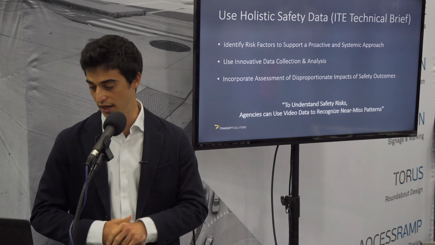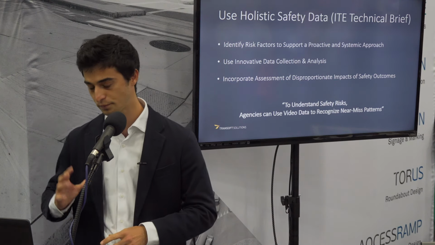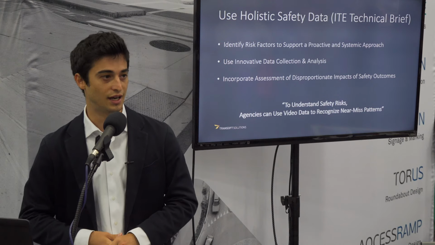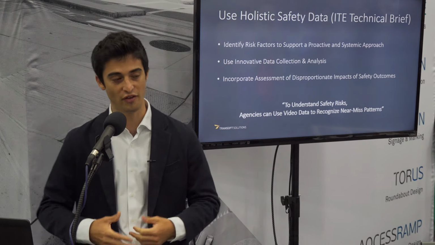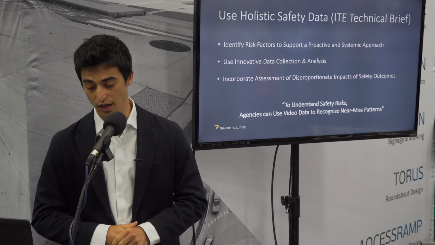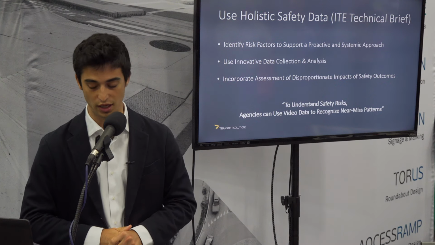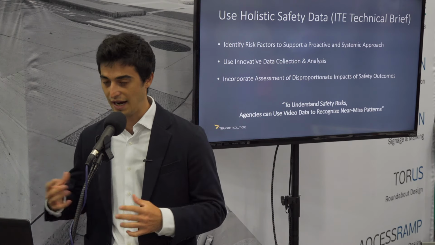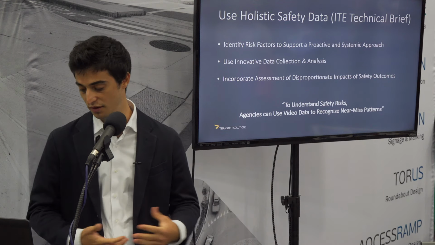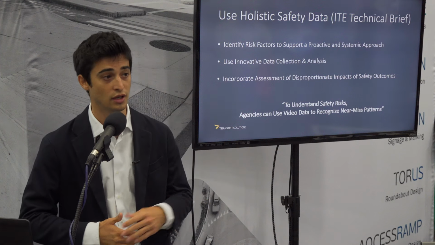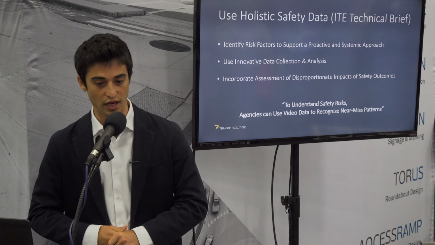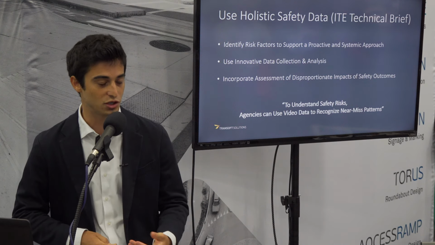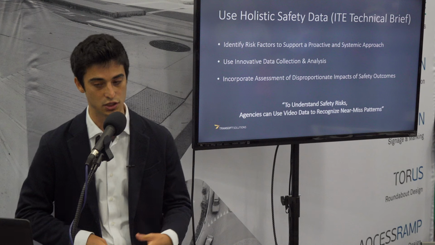So focusing on the holistic data and referencing the technical brief, 3 points here. One is we need to identify those risk factors to support a proactive and systemic approach. Again, moving towards safe systems and trying to prevent collisions from happening. They mentioned using innovative data collection and analysis, and we were also mentioned there. So what are some of the data sources that we can use beyond crash data that help us get into a proactive approach? And the third one, which I think is overlooked, is to incorporate assessment of disproportionate impact of safety outcomes, not only in terms of neighborhoods that have been underserved and underinvested, but also looking at the impact, for example, for vulnerable road users. A collision outcome is not the same for a vulnerable road user as for other users. So we need to pay more attention specifically to this sector.